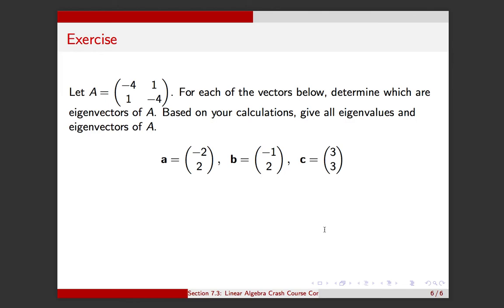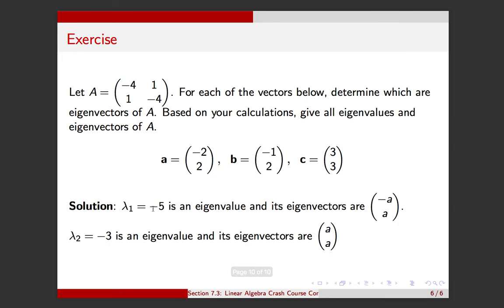Okay, assuming you're back, let me show you the answer. Lambda 1 equals negative 5 is an eigenvalue, and its eigenvectors look like this: (-a, a). So this little a vector here, when you fed it into matrix big A, what you should have then gotten was what? (10, -10)? You should have scaled this vector by negative 5.